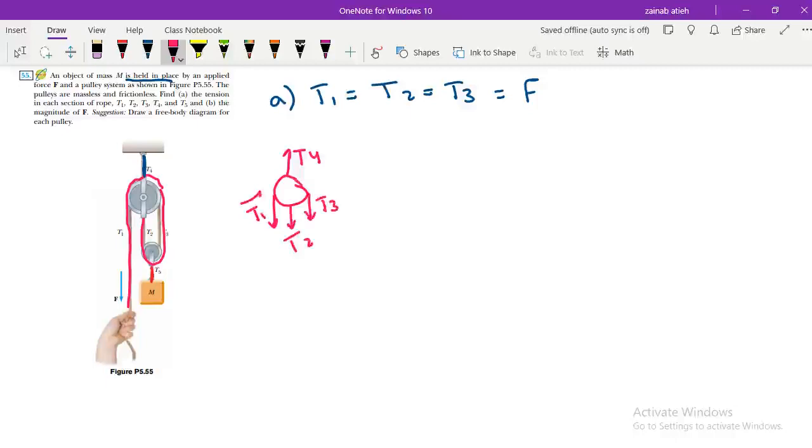So this large pulley is at rest, so I will apply Newton's first law.